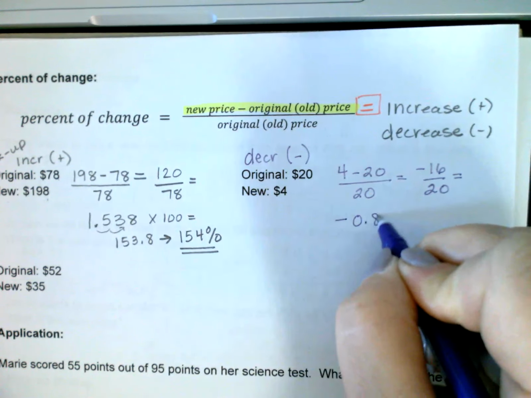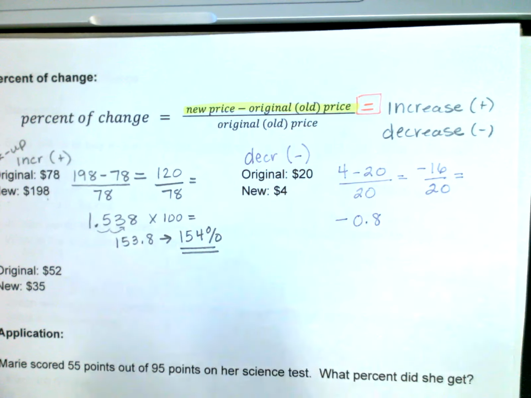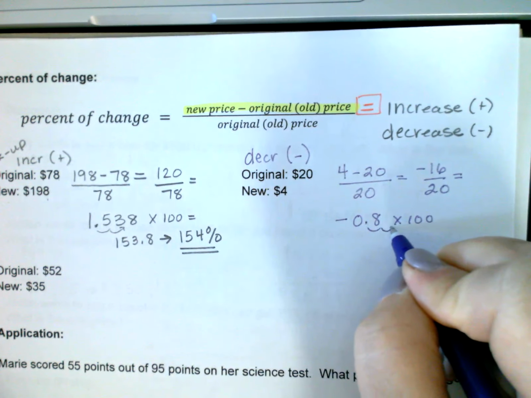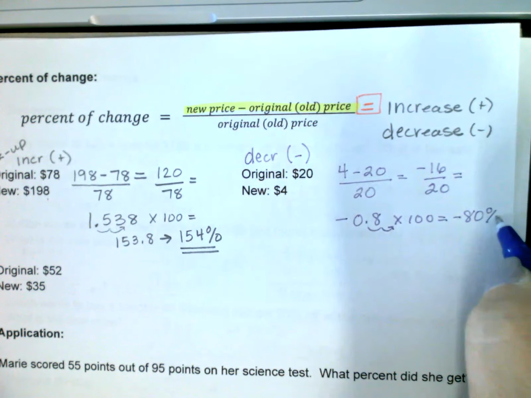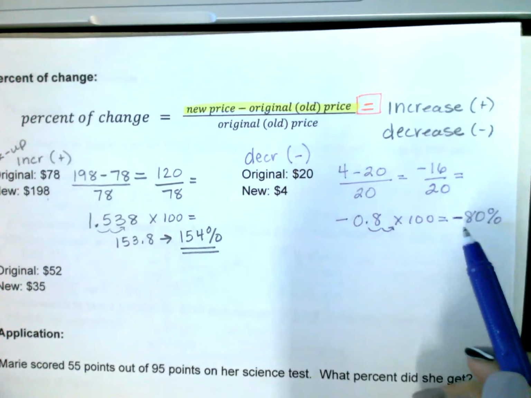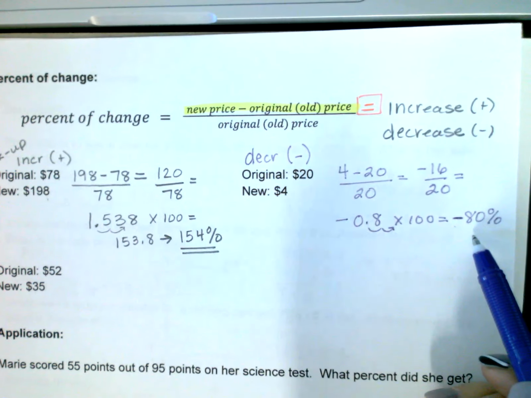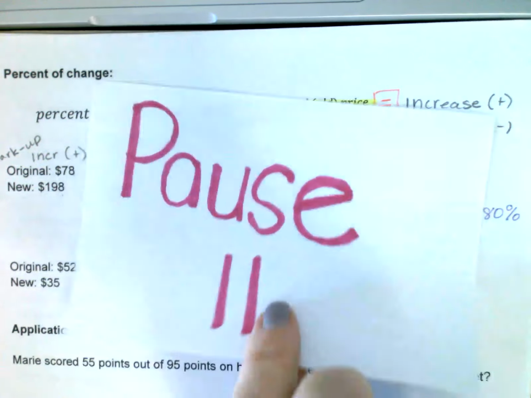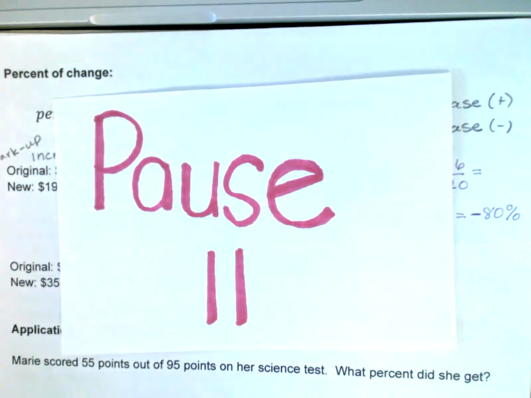Negative 0.8. Again, that is a decimal. That is not a percent. So you will either take it times 100 or you move your decimal point 2 to the right. And I got negative 80%. So it was a decrease of 80%. 80% off, sale price, any way you want to look at that. There is one left here. Again, you got it. You're going to pause the video. We'll compare answers.